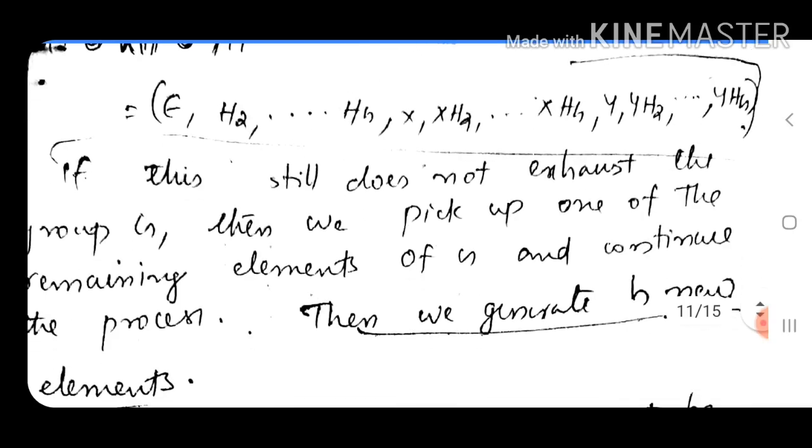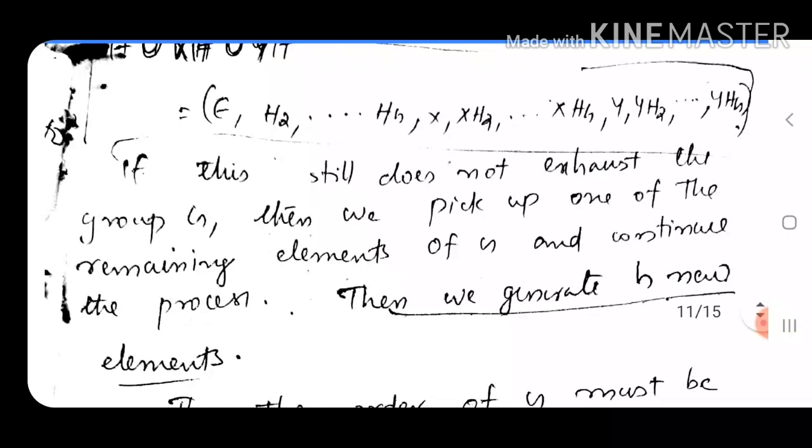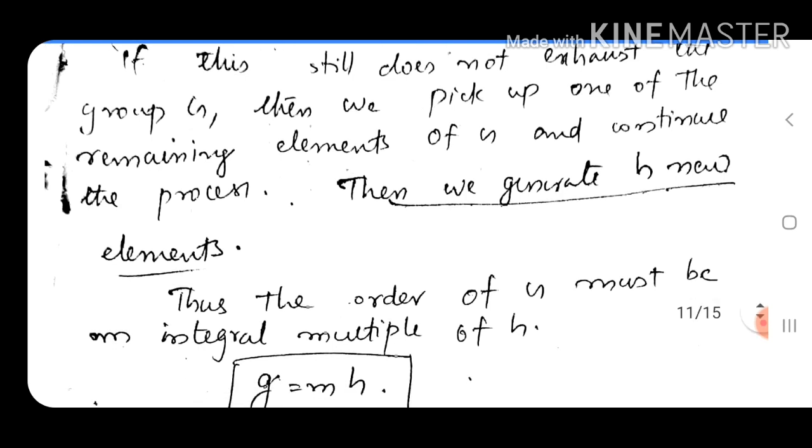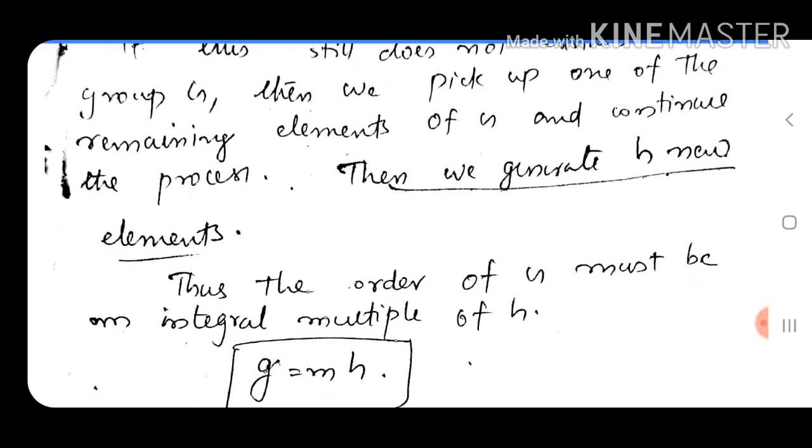Now if this still does not exhaust the group G, then we pick up one of the remaining elements of G, as we did in the case of XH or YH, one that does not belong to H, XH or YH. So we will be getting h new elements. This process can be continued until we exhaust the whole group G.